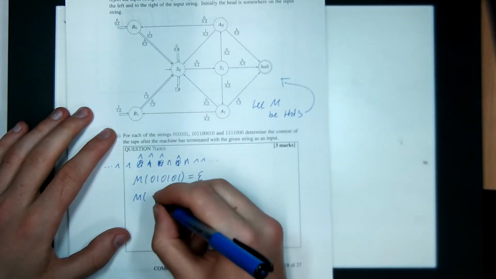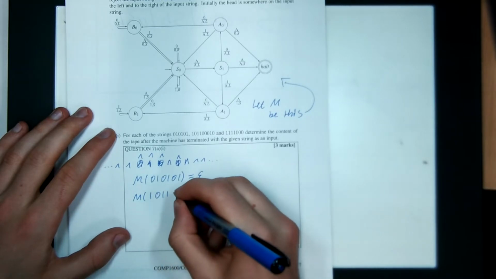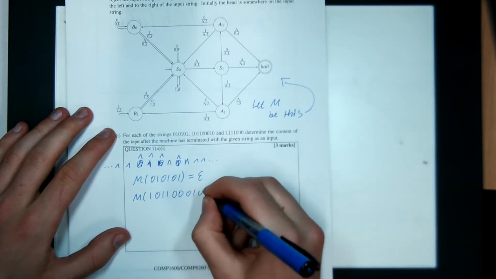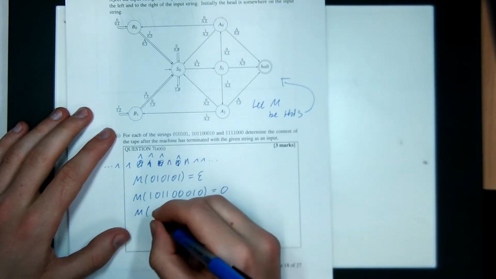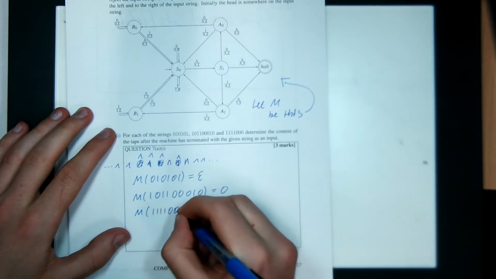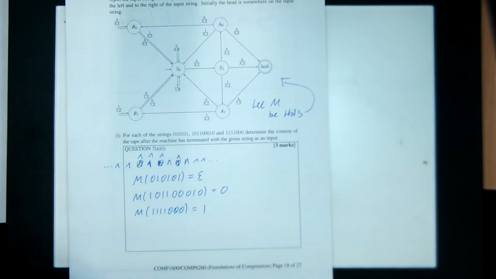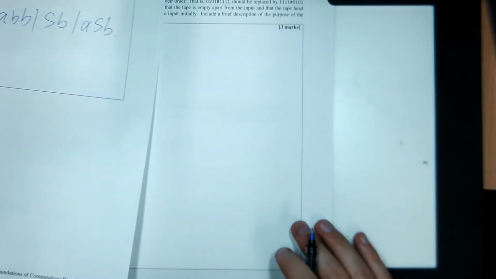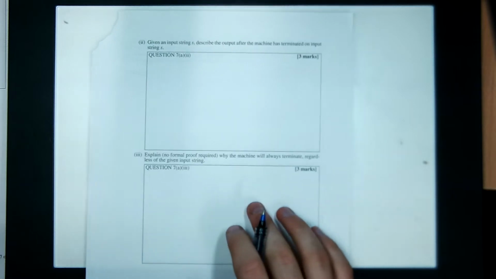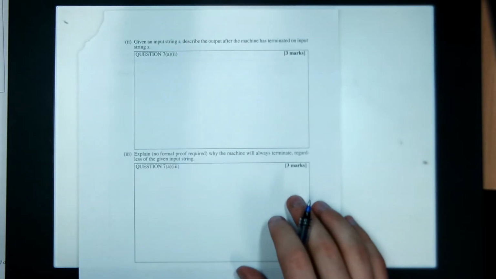If you run the other two cases, which I leave to you as an exercise, you crank it out. This one gives you 0, and the other string gives you 1. Just crank it out, and that's what you happen to get. So, whoops, did we skip a question? Yes, we did. Given an input string S, describe the output after the machine is terminated on an input string S.